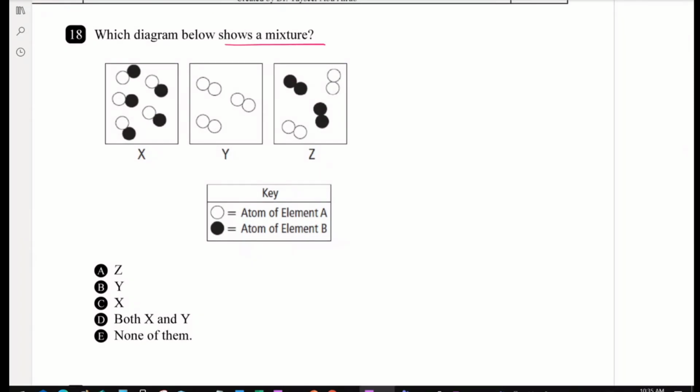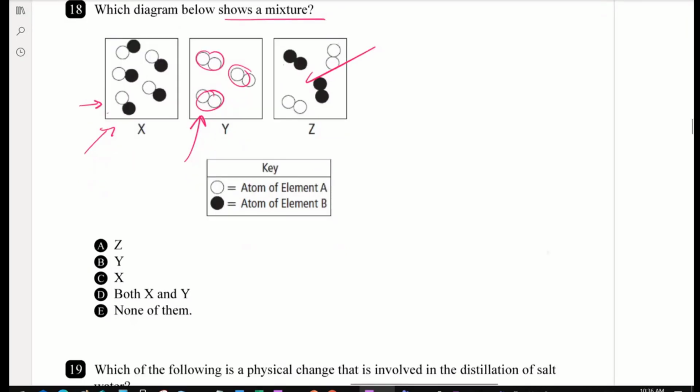Which diagram below shows a mixture? Which one is a mixture? Of course, not this one. This one looks like a pure substance because it has molecules of the same atom, so it's a pure substance. The first one is a compound, a molecule also, so it's a pure substance too. I don't care what it is, but they are chemically bonded. They have a chemical bond here, so that's not a mixture. The third one, I have this compound and this other compound, and they are mixed. There is no chemical bond in between, so it's considered a mixture. Okay.